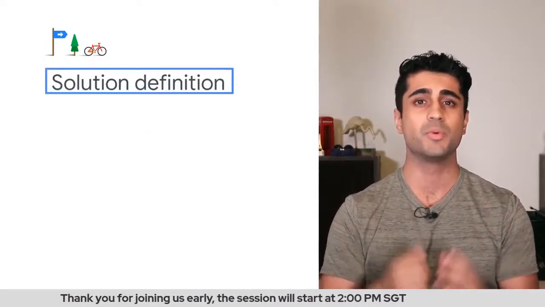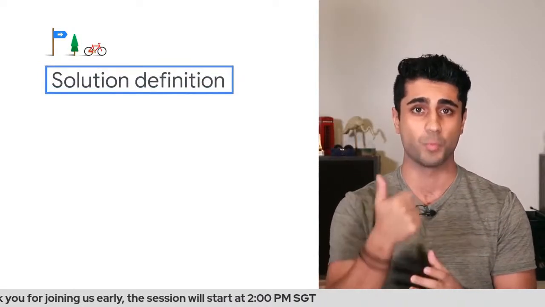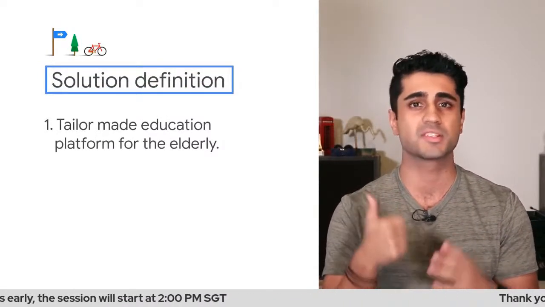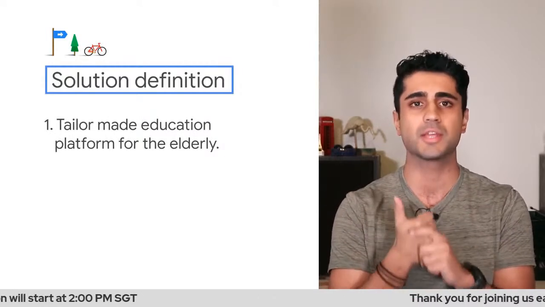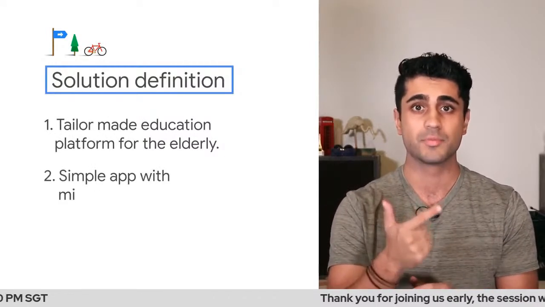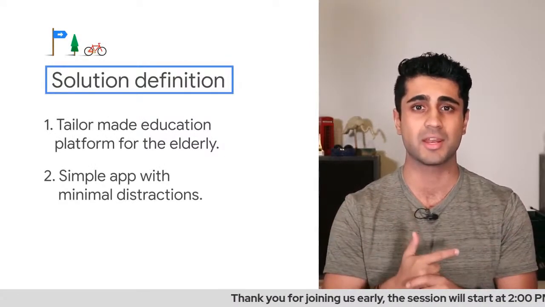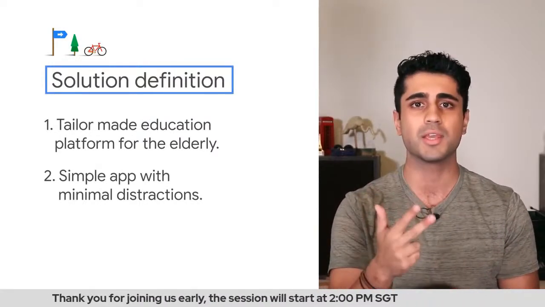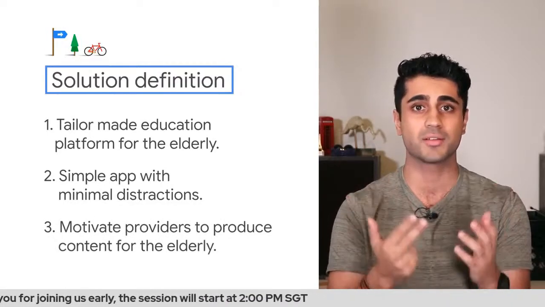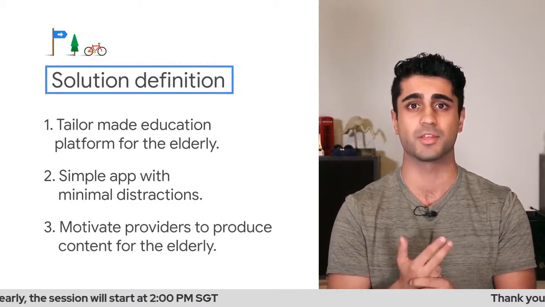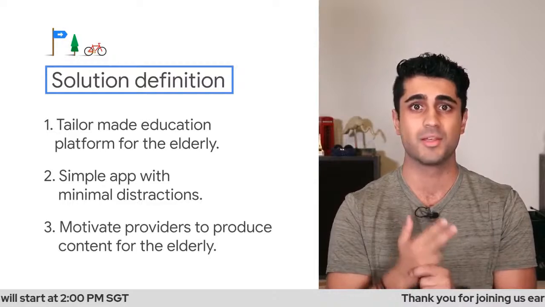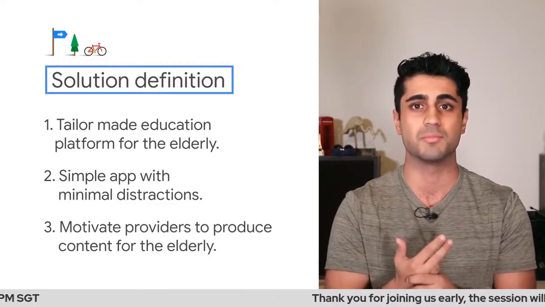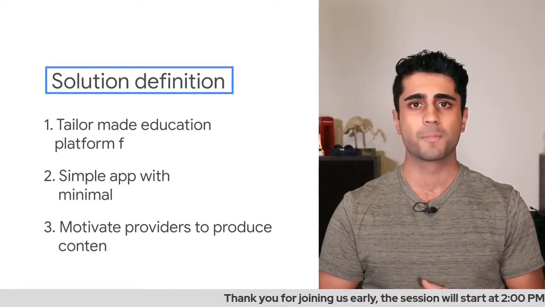Also during the design sprint, we define the solution as 1, build a platform that supports the niche market of elderly education. 2, the client app should be simple to navigate and has minimal distractions, like notifications or ads. And 3, course providers can produce content specifically designed for the elderly, possibly by the elderly, thus providing a revenue stream to a usually underserved demographic.